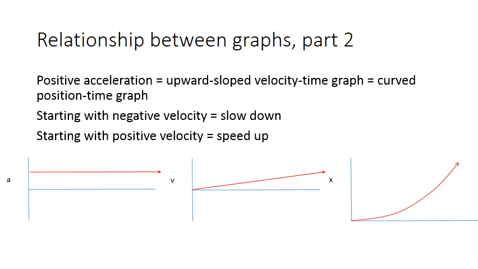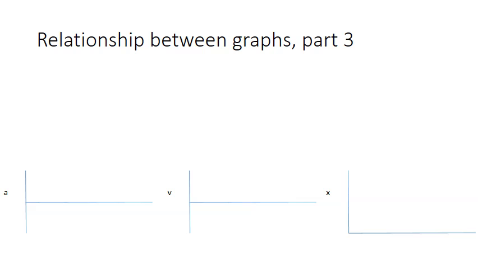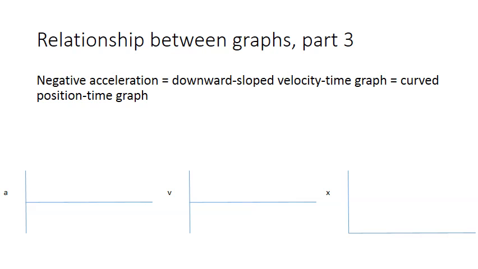Obviously, my last example, negative acceleration. If we have a negative acceleration, our velocity time graph will be sloped downward, because over time, the number for our velocity, what's on our speedometer, will get more and more negative. And since my speed is going to change, I'm going to end up with a curved position time graph.